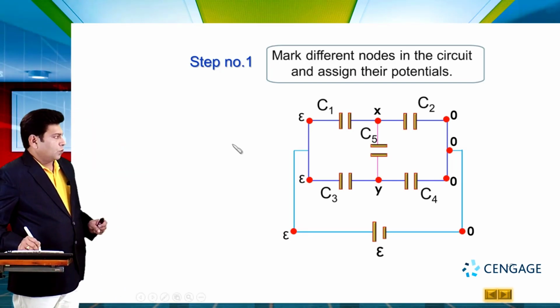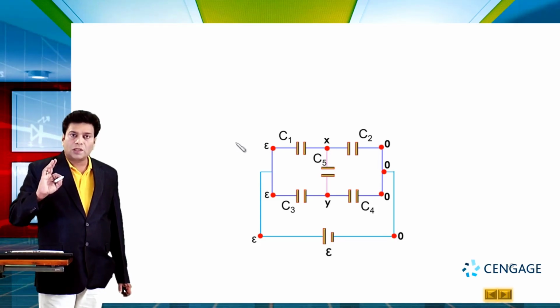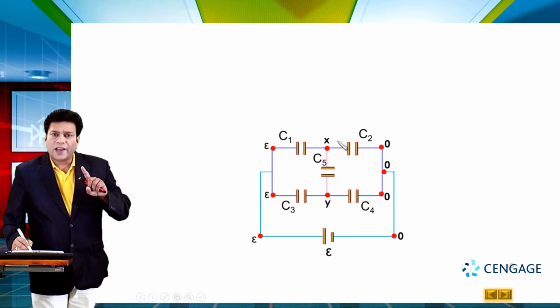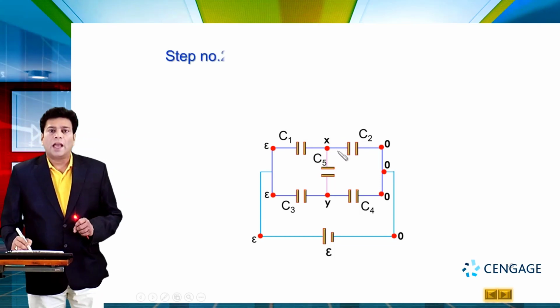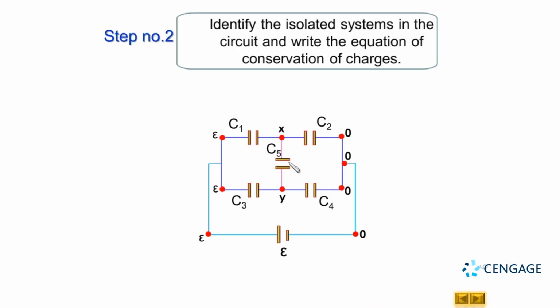Come to step number 2. In step number 2, what was the process? The process was to identify the isolated systems in the circuit and write the equation of conservation of charge. So before conserving the charge, let us find the charge on different plates of the capacitors, or you can say the charge of the capacitors.